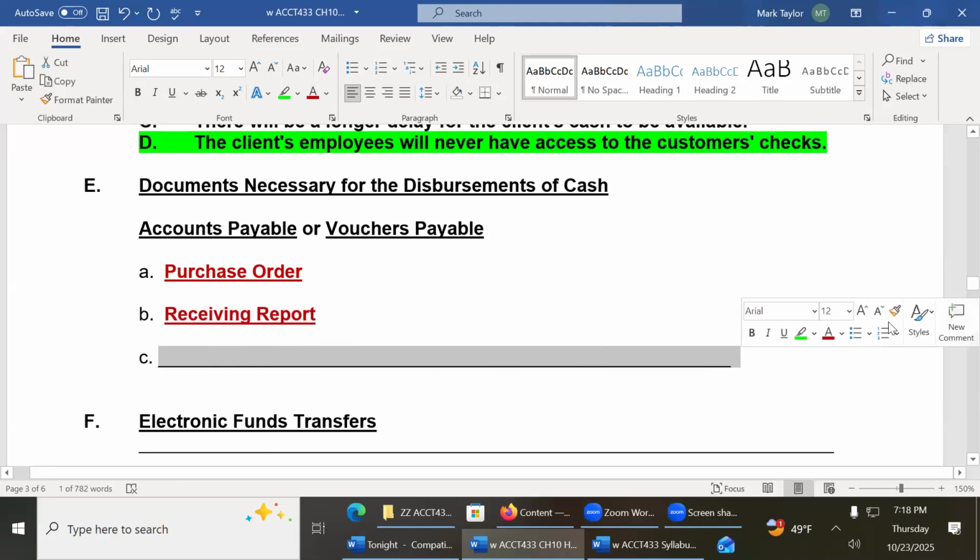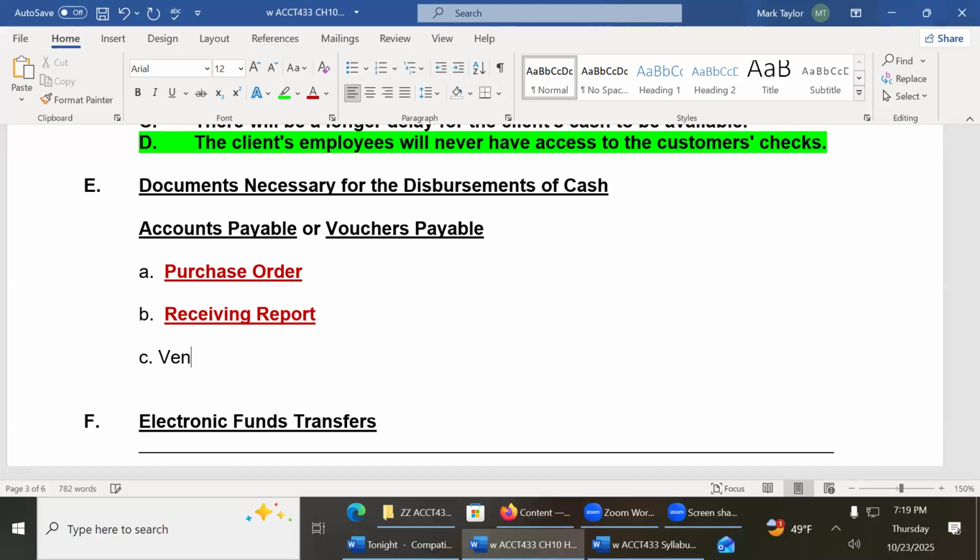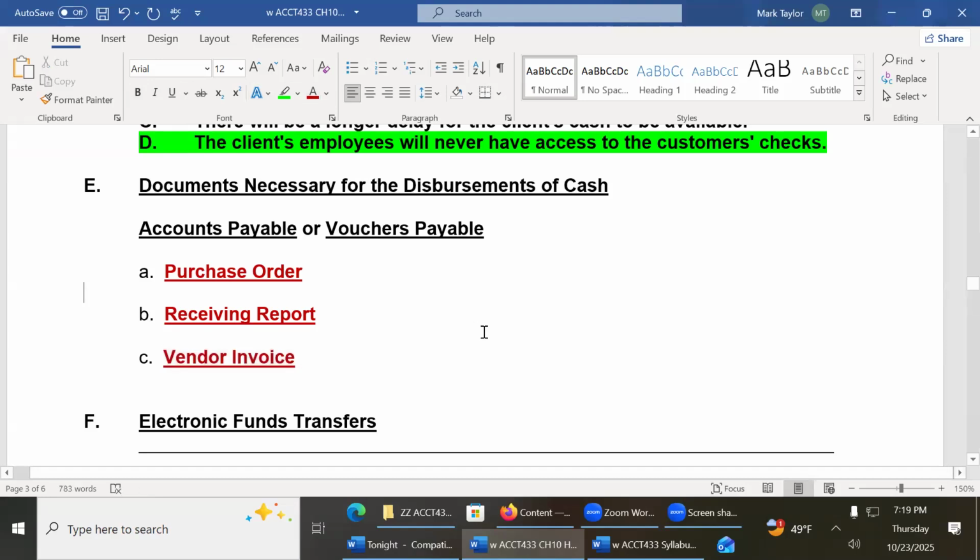And lastly, you have to have the vendor invoice. The vendor invoice should match... Oh, let me ask you what it should match. Should the vendor invoice match the purchase order or the receiving report? I think it should contain both information.